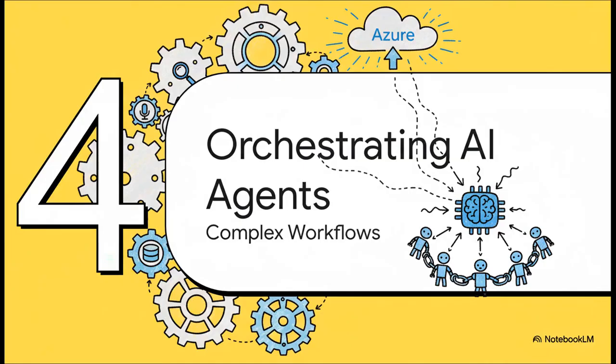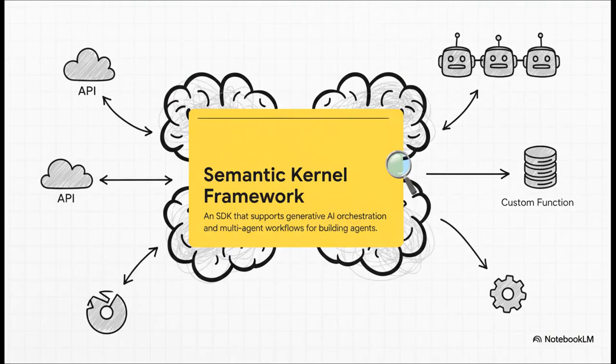We've looked at individual AI skills, which is cool, but now let's talk about combining them to create smart agents that can handle complex, multi-step tasks. This is the next level. The key technology to know here is the semantic kernel framework. The best way to think about it is like a brain, or maybe the conductor of an orchestra for your AI agent. It lets you chain together a bunch of different skills, like calling an external API, searching a database, or running some custom function, all to accomplish one larger goal.